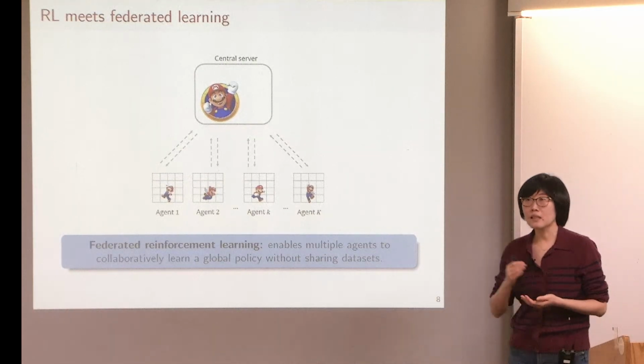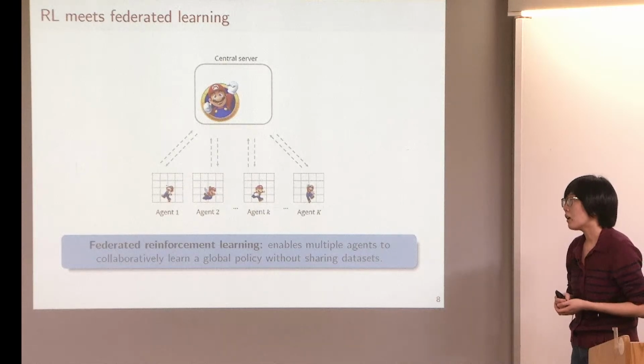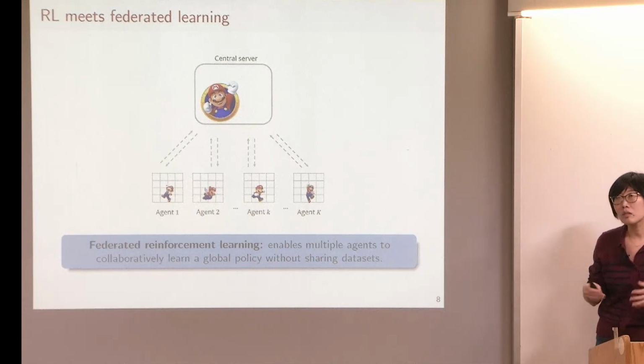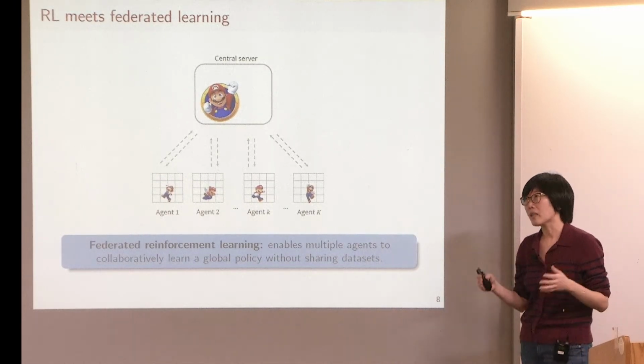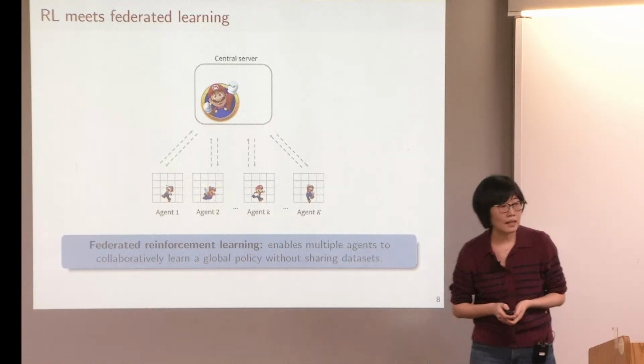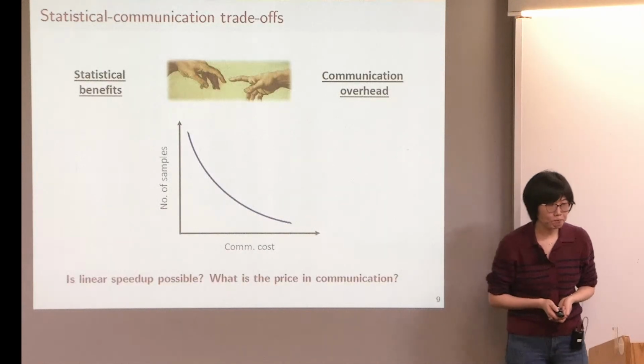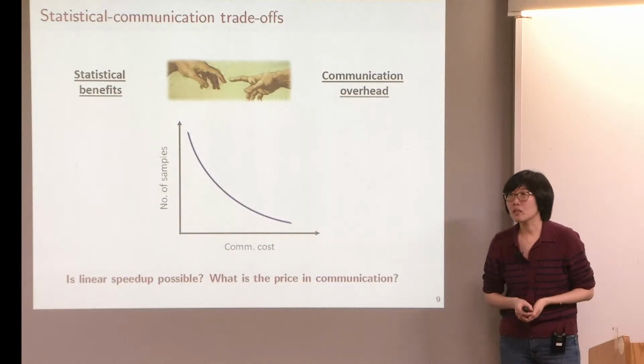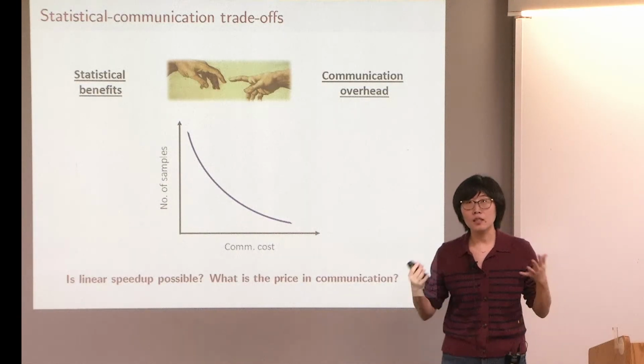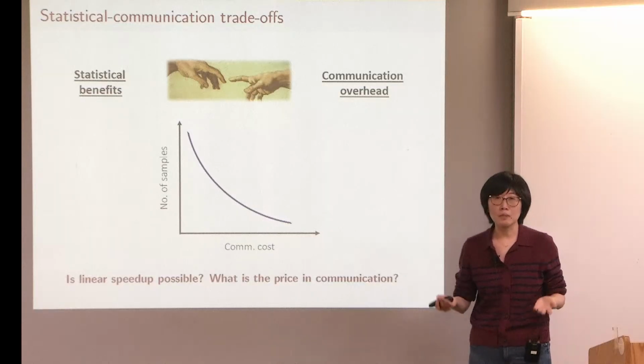And hopefully they can learn collaboratively, sort of getting you to the global optimal policy in a faster fashion. Okay, so that's the high-level task. Of course, as we are doing things in this federated setting, there will be inherently new trade-offs coming along.